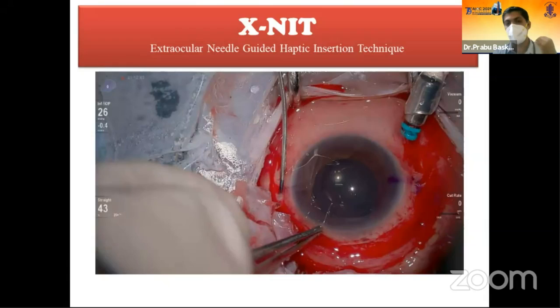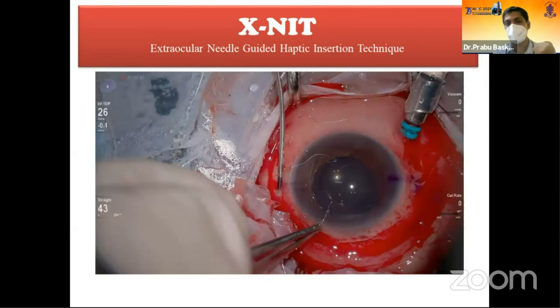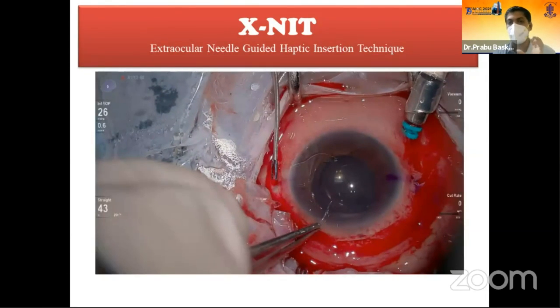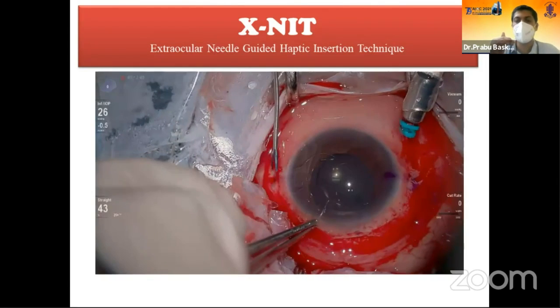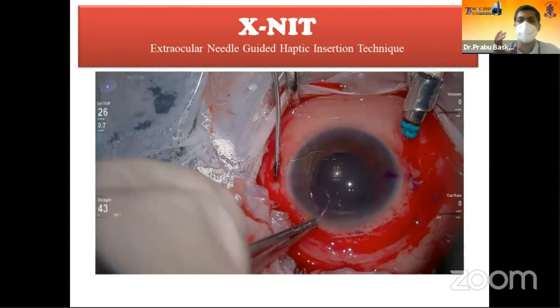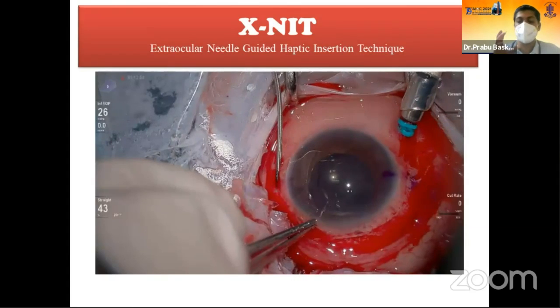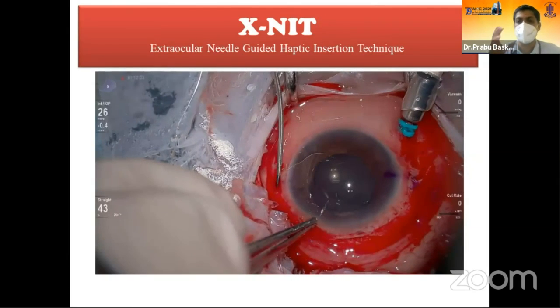Whether the haptic goes inside or not is assessed by the movement of the optic. If the optic turns as you're pushing inside, definitely your haptic is going into the right plane. So that sort of ensures that your tucking is fine. That's very important for your long-term stability of the IOL. So that's something that everybody has to keep in mind.